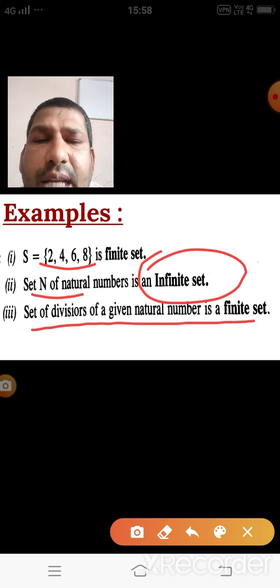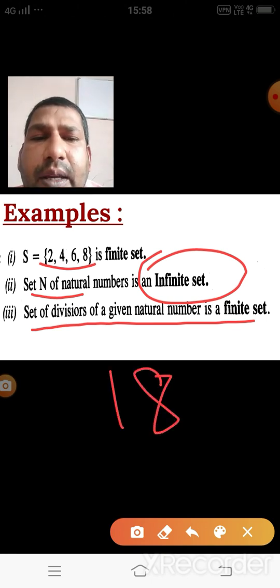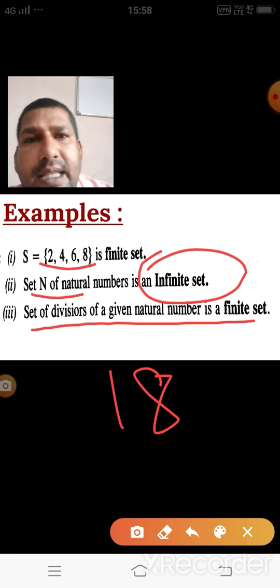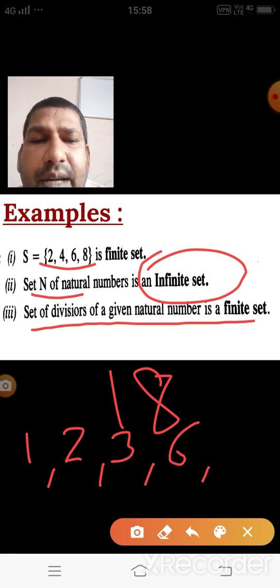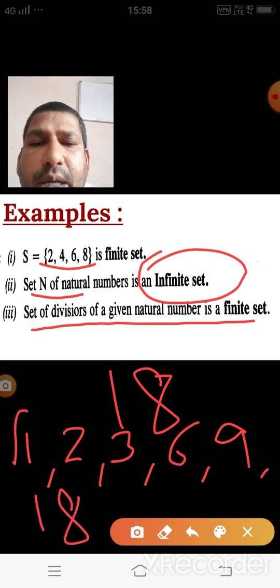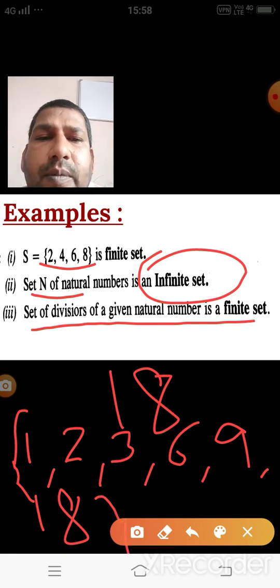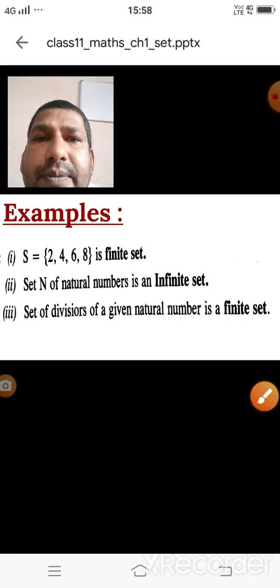Divisor of a given natural number. Suppose I am taking a number 18. Then what are the possible divisors of 18? 1 we have, 2 we have, 3 we have, 6 we have, 9 we have, 18 we have. Then these are the possible divisors of 18, and these are countable. For this reason, it is also a finite set.